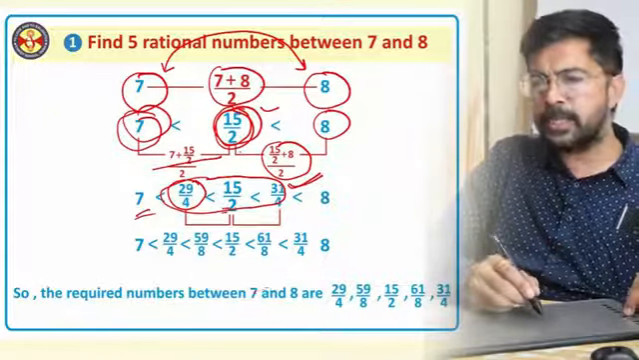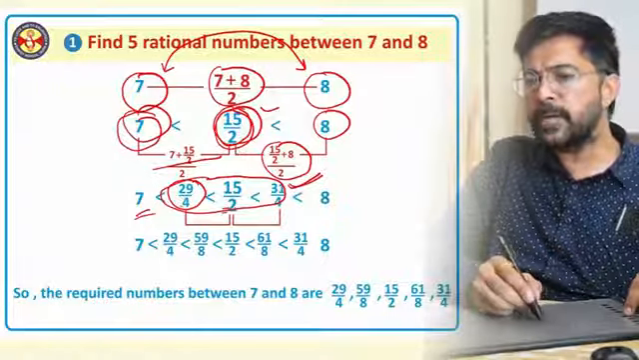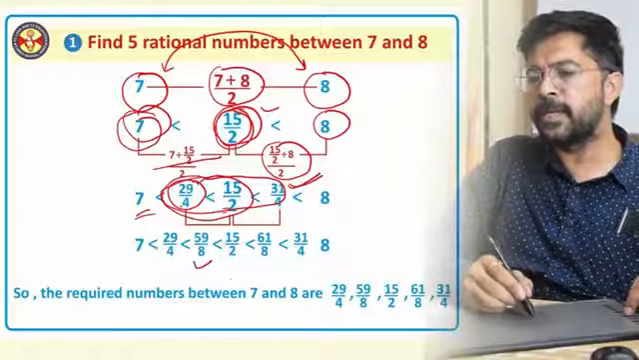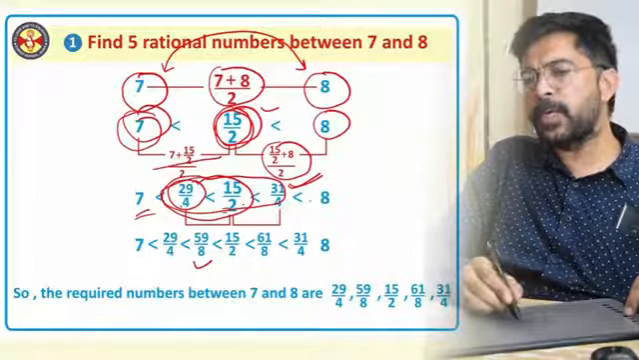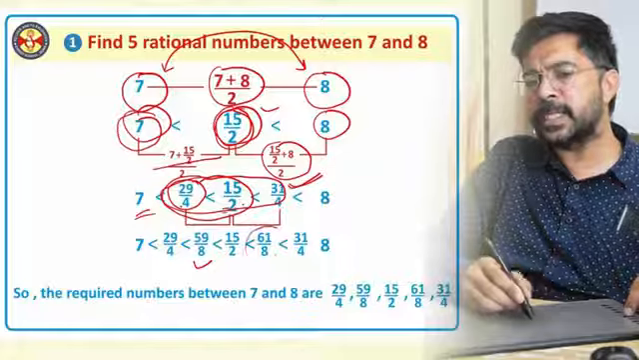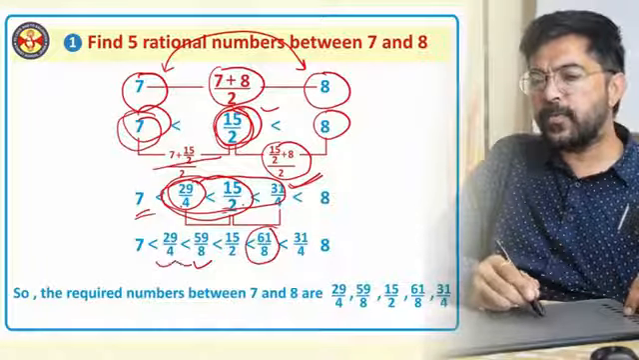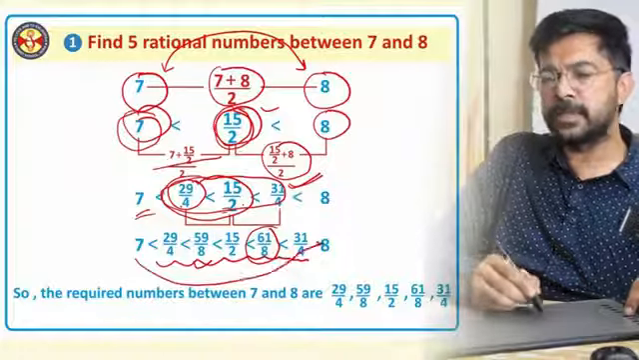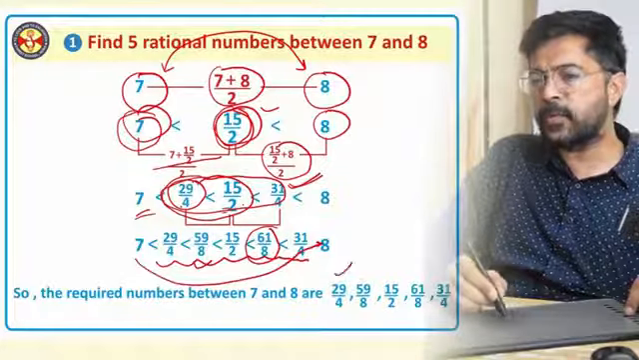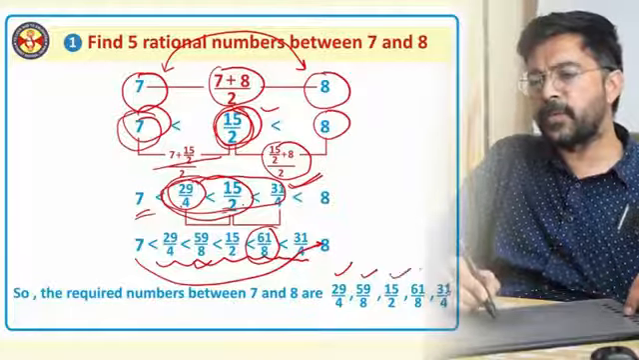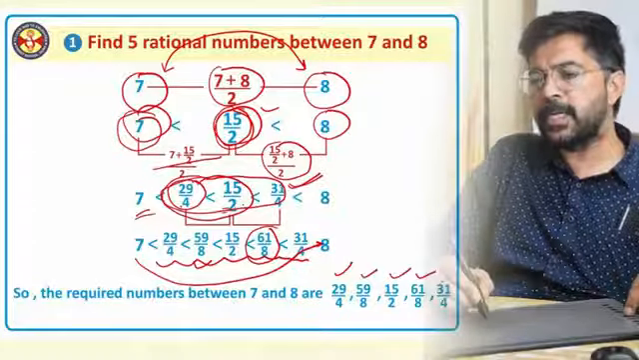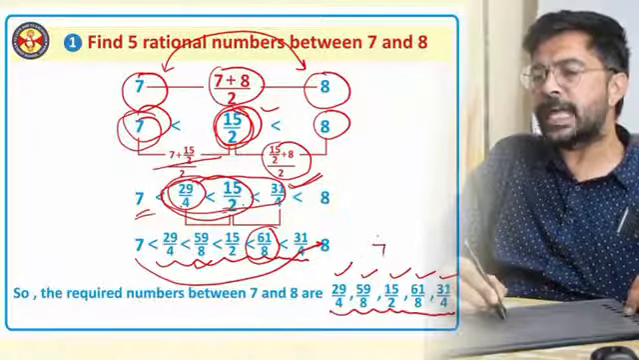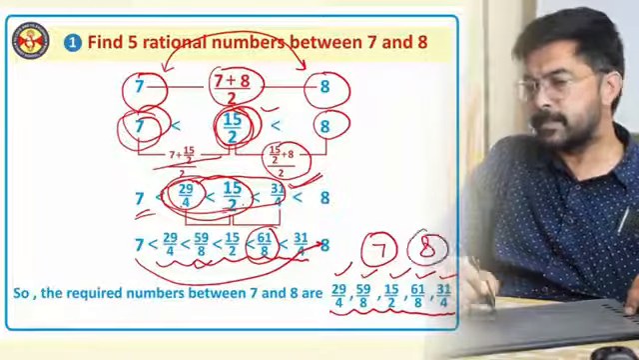You add these two numbers, 29 upon 4 and 15 by 2, and divide the sum by 2, you will get 59 upon 8. You add 15 upon 2 and 8, divide the sum by 2, you will get 61 upon 8. So this way we can get rational numbers between two given numbers. So we can say 29 upon 4, 59 upon 8, 15 upon 2, 61 upon 8, 31 upon 4 are five rational numbers between 7 and 8.